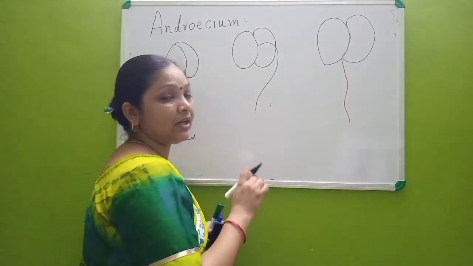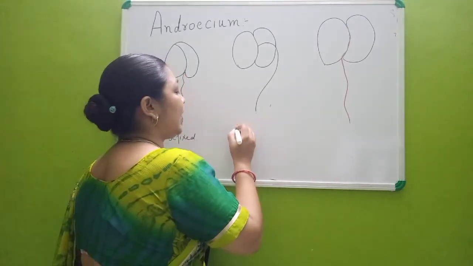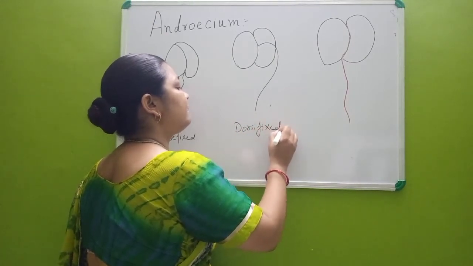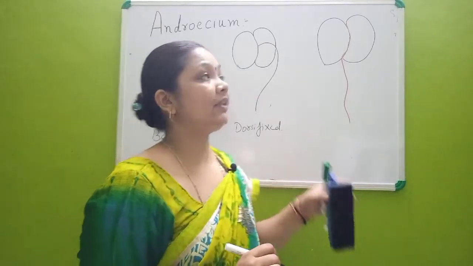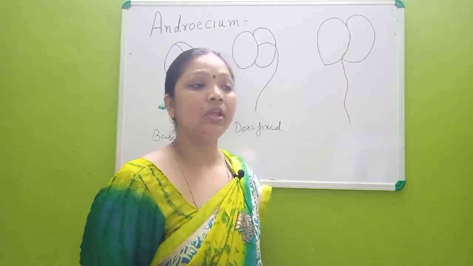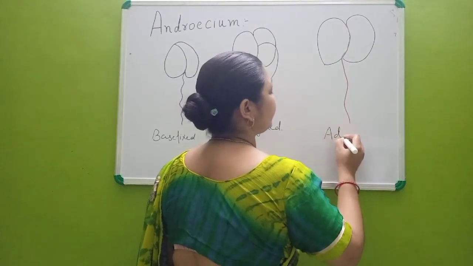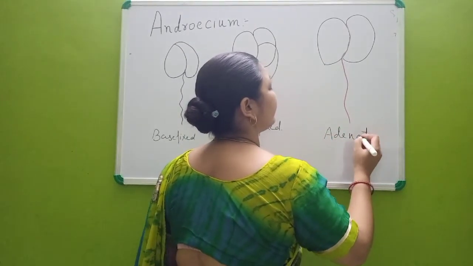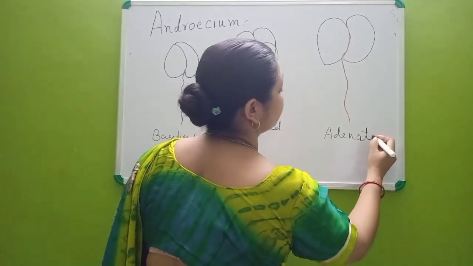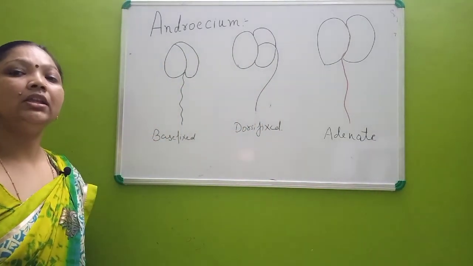If the filament is attached to the dorsal side, then this type of anther is called dorsifixed anther. And if the filament is running all around the anther and comes down, this type of anther is called adnate anther.